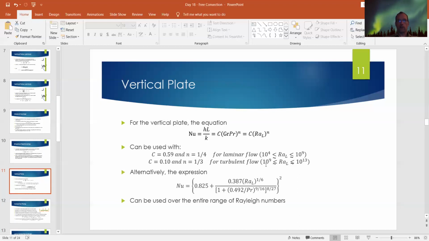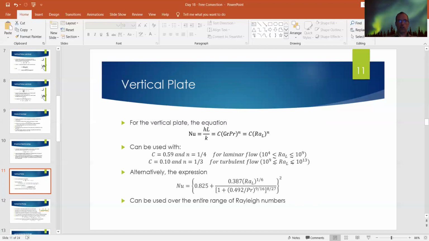For the turbulent case, above 10 to the 9th, C is 0.1, n is 1/3. Again, that gives you the value of the Nusselt number. From that, you can find H. From that, you can find the heat transfer. So again, these values are good for the laminar case above 10 to the 4th and less than 10 to the 9th, and for the turbulent case above 10 to the 9th and less than 10 to the 13th for the Rayleigh number.